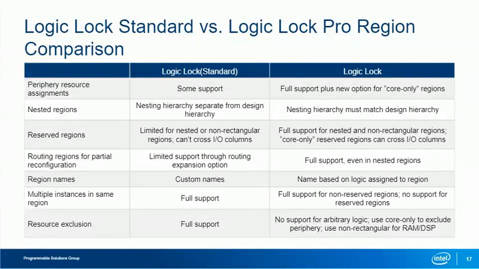Another feature is the ability to set a region as a routing region. The routing region must encompass the existing logic placement region. Logic Lock standard regions also do not require additional naming. They take on the name of the logic assigned to them. You can have multiple instances of the same logic in a region, but currently this is only in non-reserved regions. This may change in a future version of the software.